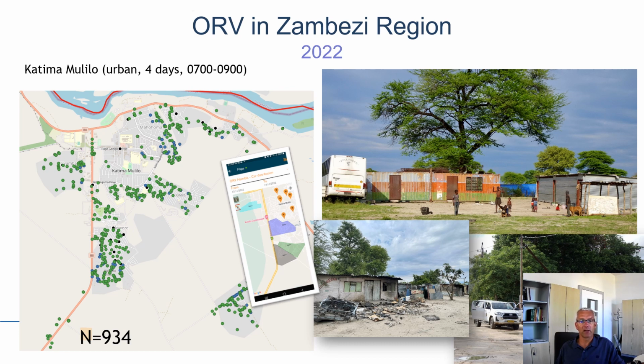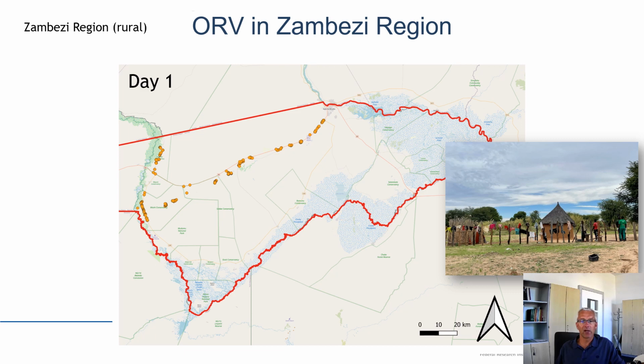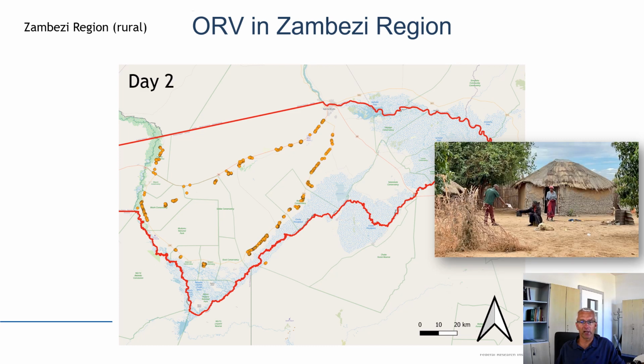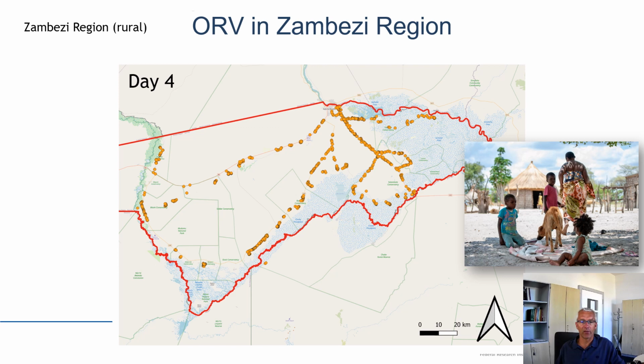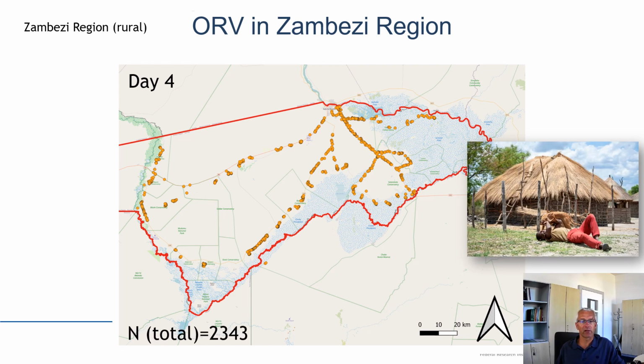Early in the morning, we went into the suburbs of Katima Mulilo, the capital of the Zambezi region, and vaccinated dogs in these formal and informal settlement areas. And during 4 days, we vaccinated almost 1,000 dogs in these areas. And then during the day, we went along the streets, and whenever we saw dogs, we approached them and vaccinated them during day 1, day 2, day 3, day 4, and in total we had 2,343 dogs vaccinated in these areas.